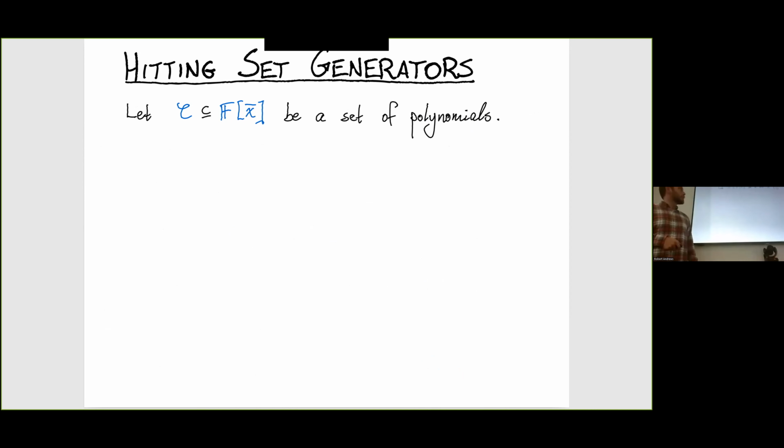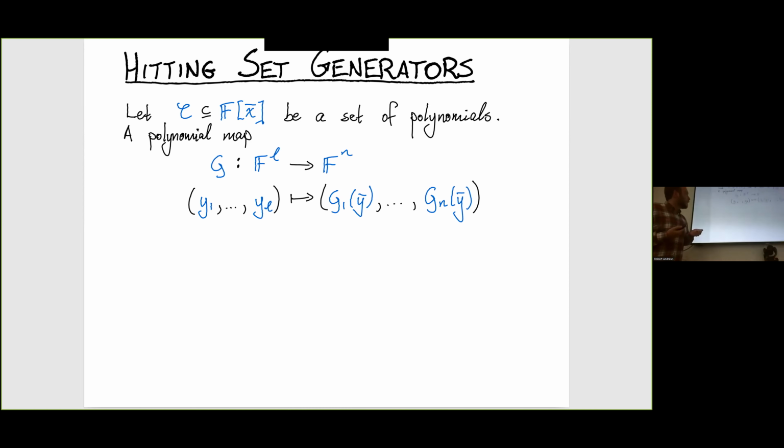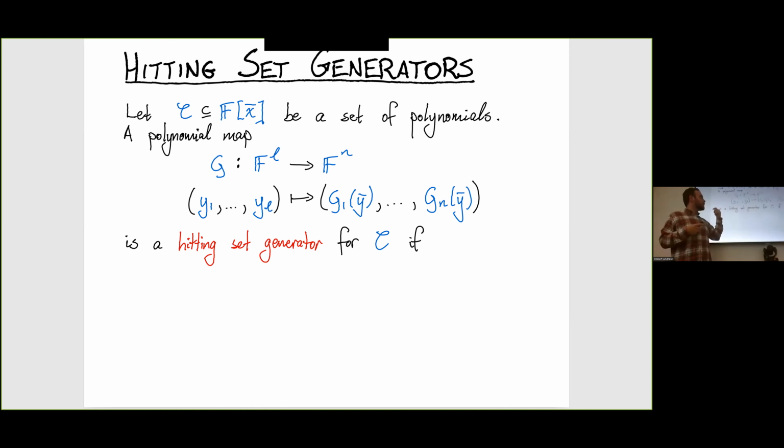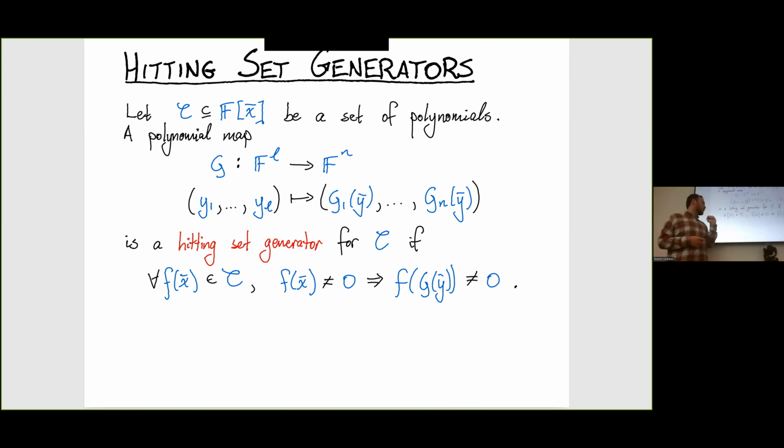Okay, so here's the setup. We've got some curly C, a set of polynomials. You can think of these as polynomials that can be efficiently computed, and these are the ones that we want to test. So a hitting set generator is going to be some map that takes L variables to N variables, and it's a polynomial map, meaning that every coordinate of the output is a polynomial function in the inputs. And we're going to say this is a hitting set generator for curly C if the following happens.